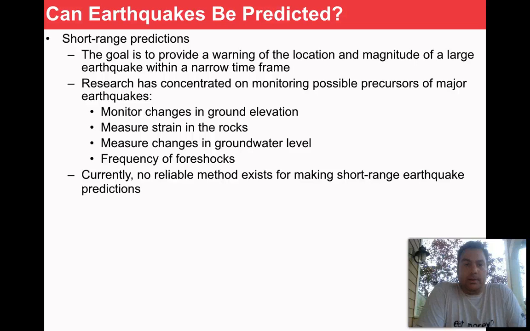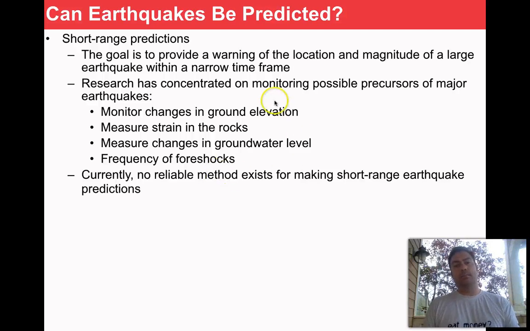Can these things be predicted? We're working on it, right? We don't really have good answers for a lot of the questions that we have, but we're starting to get a better understanding of what causes earthquakes to occur in the first place. And then we'll be able to try to get in front of a lot of these events. So the goal is to provide a warning of the location and magnitude of a large earthquake within a narrow time frame. You know, if we know that's going to happen in the next 10 minutes, we can warn everybody. If it's in the next day, we can warn everybody.